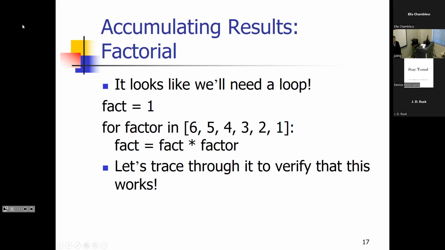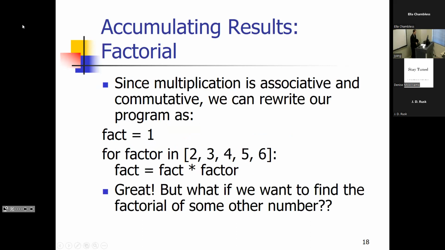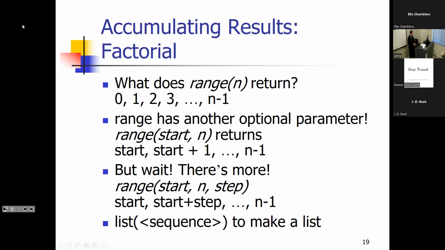So if we calculate the factorial of a number, we need to use a loop. For example, at first assign 1 to fact, and then use a for loop: for factor in list 6, 5, 4, 3, 2, and 1, fact is assigned with fact times factor. So this is working. Or we can use the reverse order. We use for factor in 2, 3, 4, 5, and 6. And I want to introduce a range function, so we don't have to type a lot of numbers in the list. We use the range function.